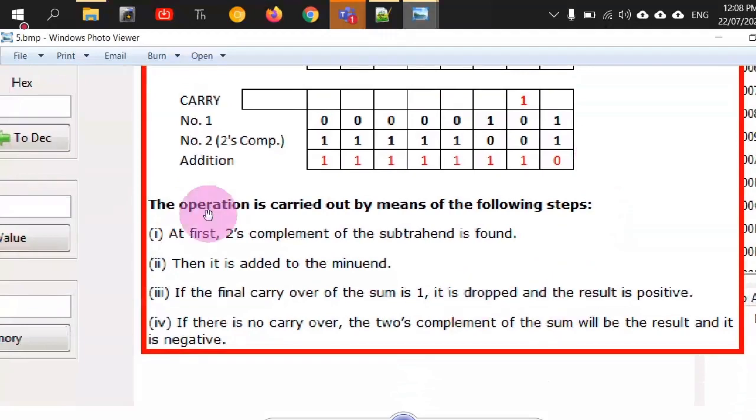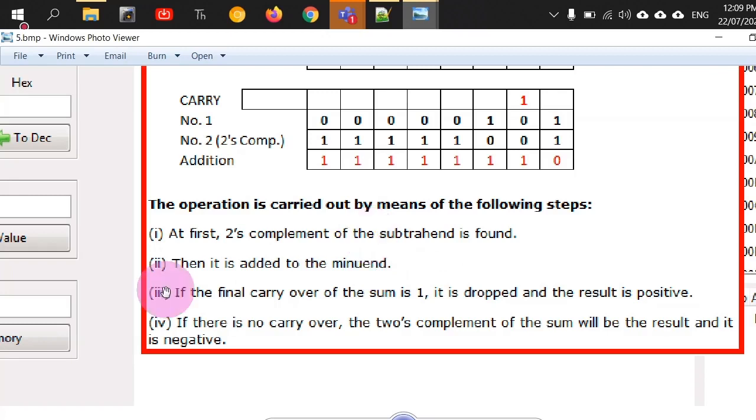So I will first of all list the steps of all operations together with the conditions that we need to keep in mind. At first, the 2's complement of the subtrahend is found, which we have already done. Subtrahend means the number which is being subtracted from something. And then it is added to the minuend. Minuend means the number from which the number is being subtracted, right? So these two steps we have already covered.